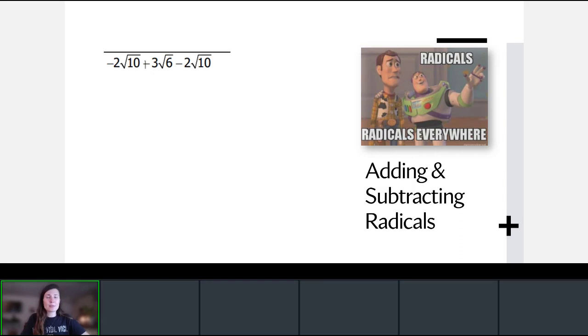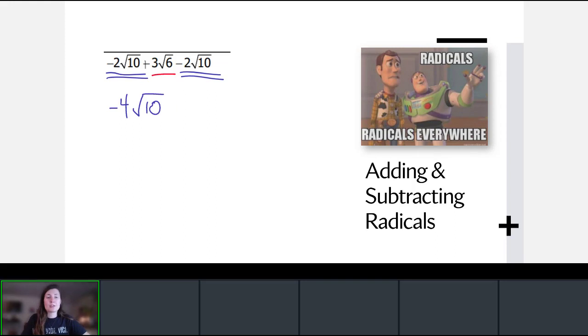Here we just have 3 terms, all with radicals, and again, we want to simplify. So we have 3 terms here, negative 2 root 10, positive 3 root 6, and negative 2 root 10. 2 of them are like the ones with the same root or radicand. We have a negative 2 root 10 and another negative 2 root 10. Next, we have an individual term. It does not have any terms that are like it, 3 root 6. So that is not going to be able to be combined with the other 2. However, our terms underlined in double blue, we can combine. Negative 2 root 10 and another negative 2 root 10 combined to give us negative 4 root 10s.